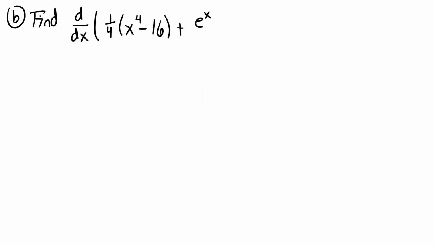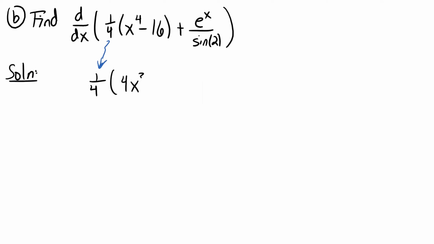Another example. Find the derivative of 1/4 times x to the 4th minus 16 plus e to the x over sine of 2. This may look hard, but remember your rules. For the first part, you can just take the derivative of the inside and leave the 1/4 alone, so you get 1/4 times 4x cubed minus 0.